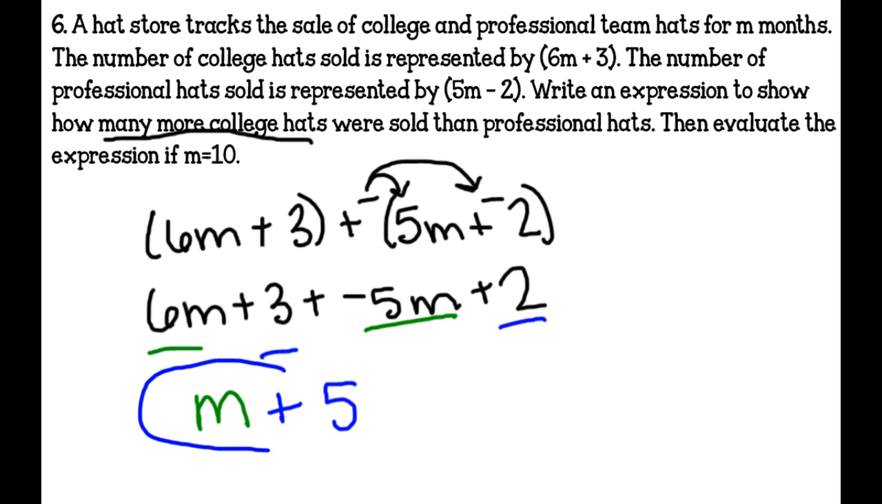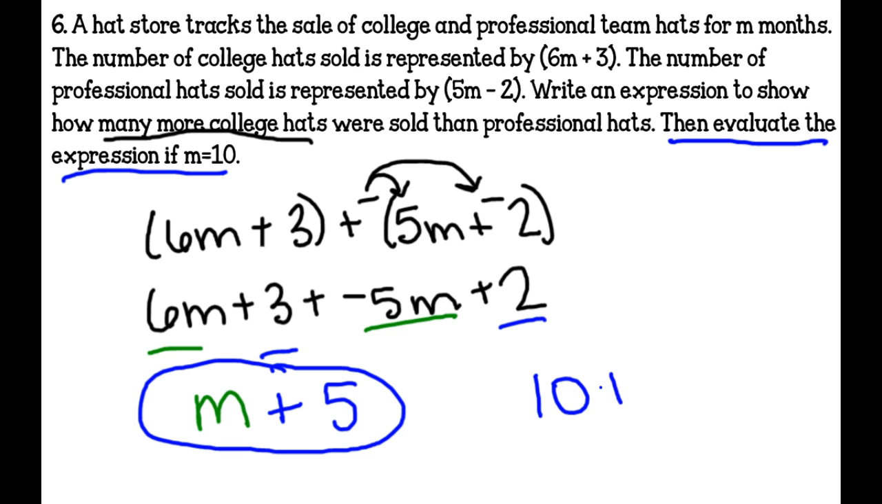So that is a part of your answer. That is, on your test, 1 point of your answer. Then it says, now evaluate the expression if m equals 10. So we plug in 10. So we do 10 plus 5 is 15. And I circle my answer.